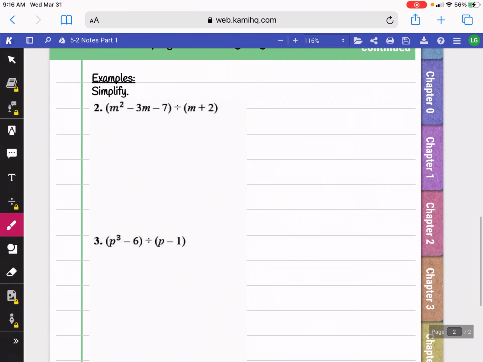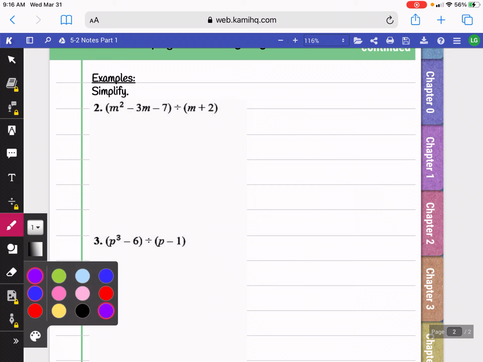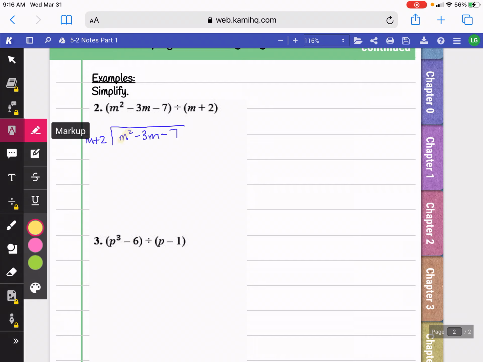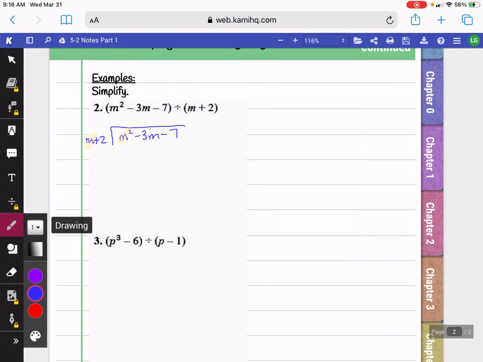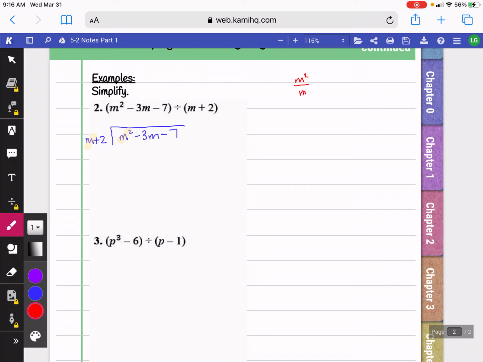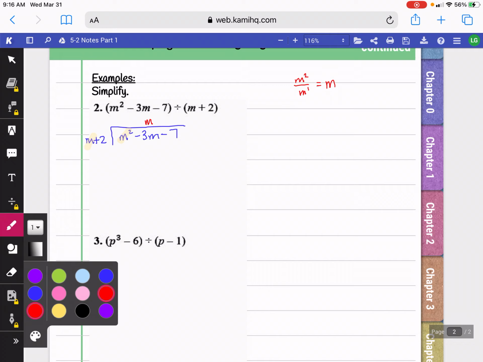So here we're going to look at another example. This time we're dividing m squared minus 3m minus 7 by m plus 2. I'm going to start by dividing my first terms, which are m squared and m. Remember, when you divide, you subtract exponents, so 2 minus 1 would be an imaginary 1. So I just get m that goes on top of my long division because it's part of my answer.